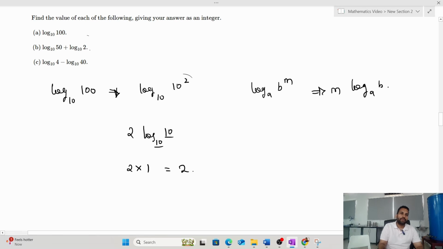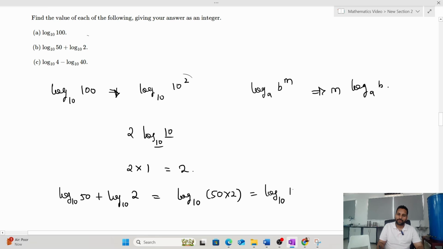Similarly, you can do the second one, that is log base 10 of 50 plus log base 10 of 2, which is log, and when they are in addition they will become multiplication. So 50 times 2, so this is log 10 of 100, same thing, and you will get the answer as 2.